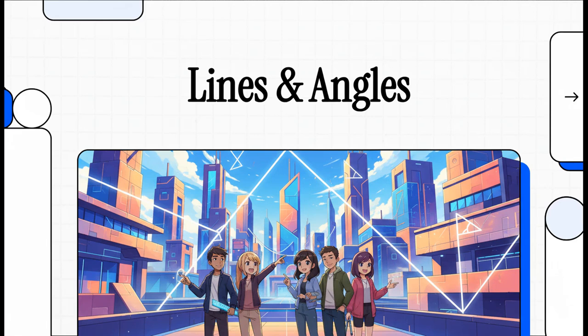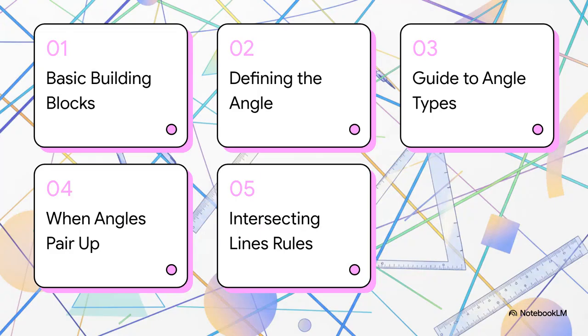Today we're going to decode the secret language of the world all around us. And that language is geometry. Believe it or not, it all starts with just two super simple ideas, lines and angles. These are the absolute basic alphabet you need to understand, well, everything, from a simple triangle to the most amazing buildings.